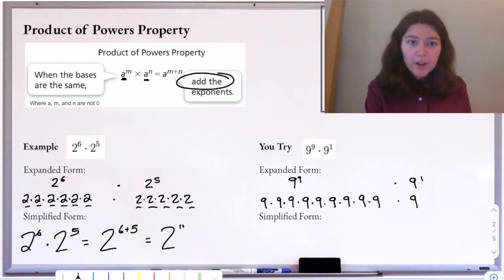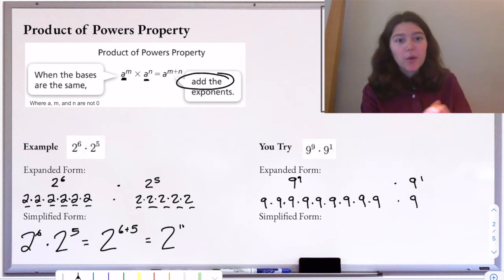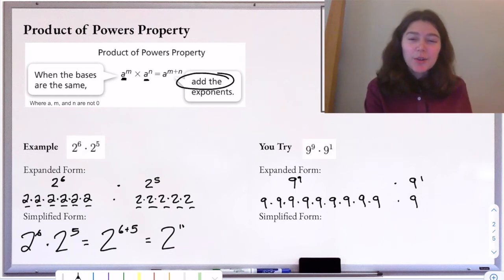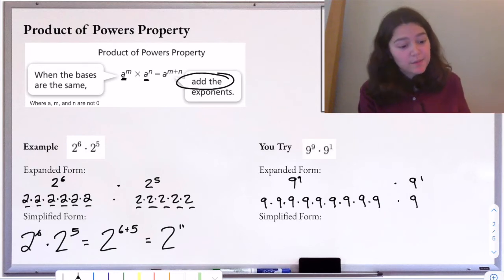So we know that 1 is pretty special in math, right? When we have like 1 times x, it's just x. We have a similar situation going here. 9 to the 1st power is just one 9. Okay, we're just multiplying 9 once.